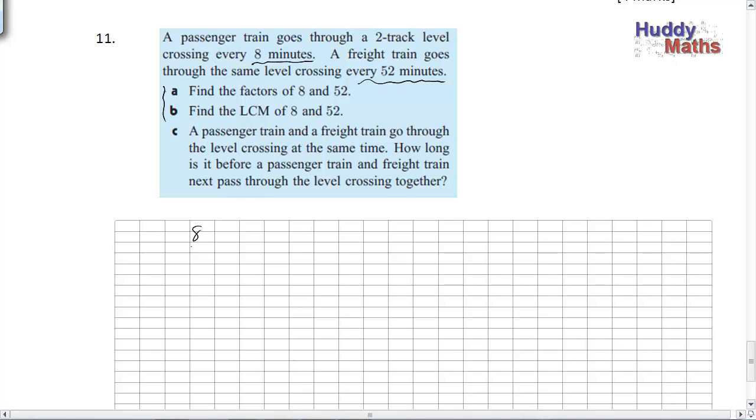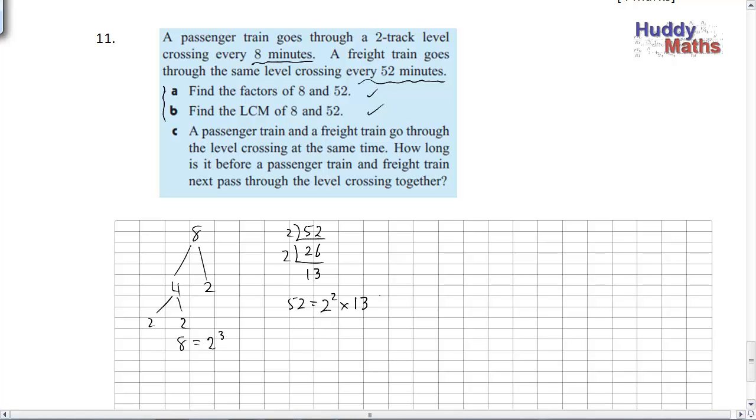So let's go with a factor tree here, 4 by 2, and then we can go 2 by 2. So 8 is 2 cubed, and we're going to then find the factors of 8 and 52, or the lowest common factors, and the LCM. So 52, you want to do it the other way, goes 26, and then 13, and we can't go any further, so 52 is 2 squared by 13.